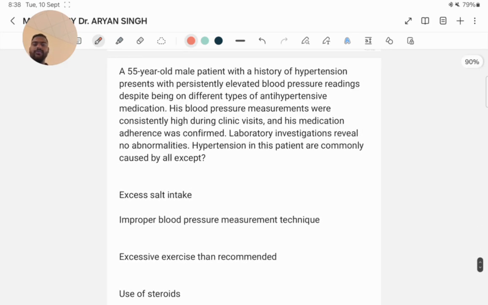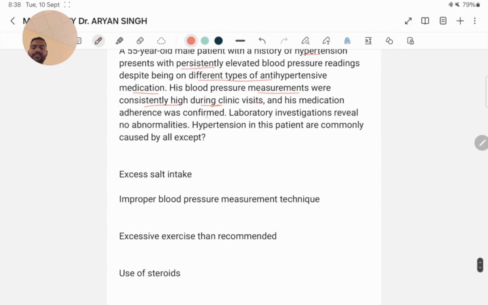A 55-year-old male patient with a history of hypertension presents with persistently elevated blood pressure readings despite being on different types of antihypertensive medication. His blood pressure measurements were consistently high during clinic visits and his medication adherence was confirmed. Laboratory investigations reveal no abnormality. Hypertension in this patient is commonly caused by all except. Here the answer is the excessive exercise that recommend.